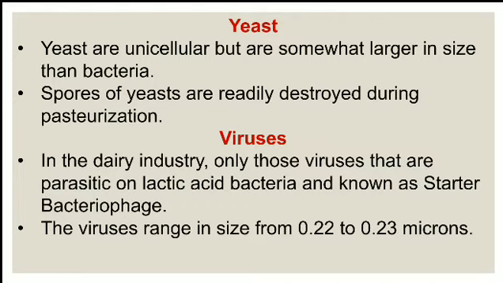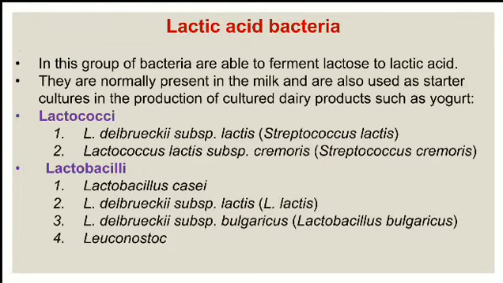Next is the viruses. In the dairy industry, the only viruses of concern are those that are parasitic on lactic acid bacteria, known as starter bacteriophage. The viruses range in size from 0.22 to 0.23 microns. Next is the lactic acid bacteria. This group of bacteria is able to ferment lactose to lactic acid. They are normally present in the milk and are also used as a starter culture in the production of cultured dairy products such as yogurt.